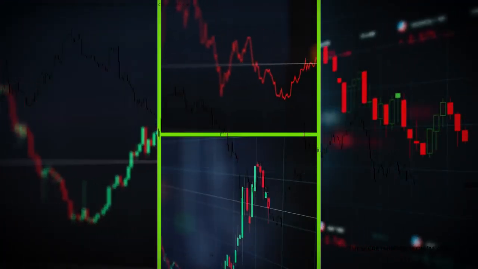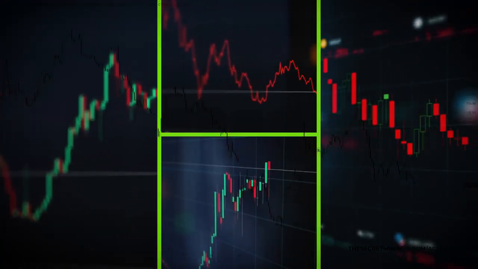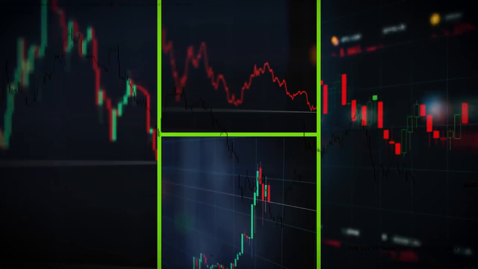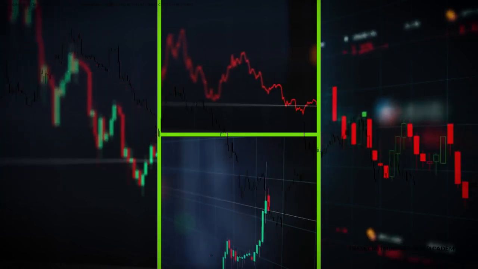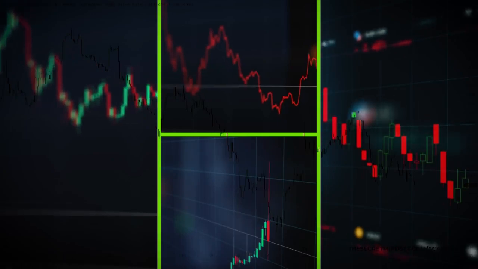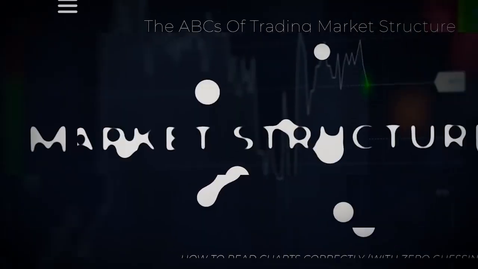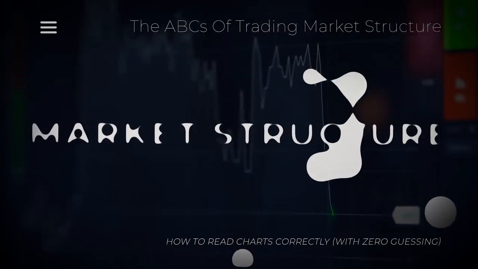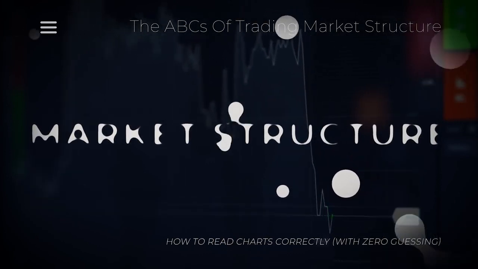Market structure should be the foundation of your analysis. The first part of any trading plan is to establish which side of the market is in commanding position, buyers or sellers, demand or supply. Today we'll talk about that, the market structure, and you'll learn how to read charts correctly.